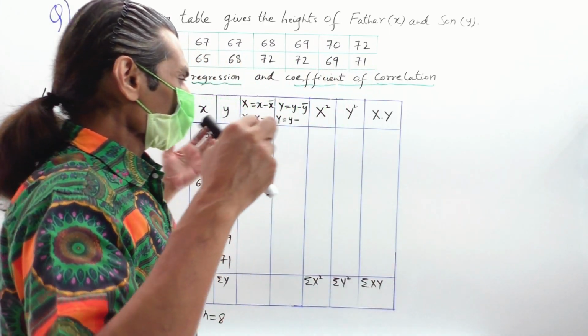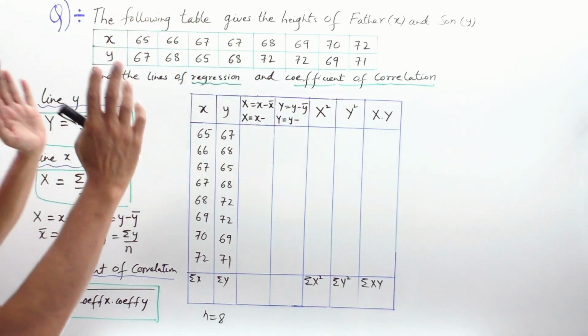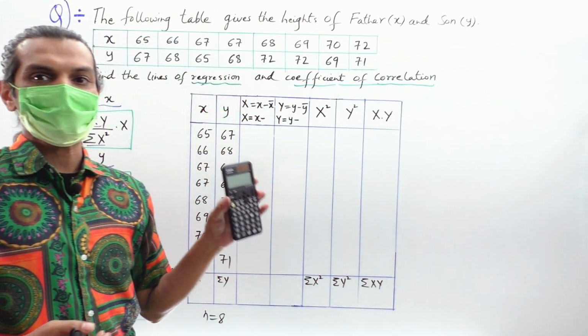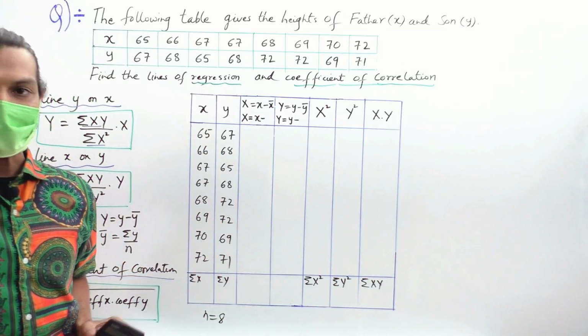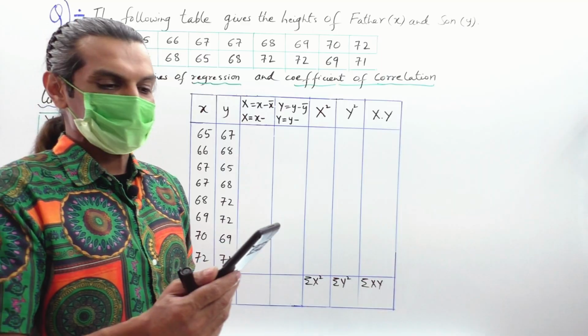Fine. So, now let us start doing this. We have the table here. I will use the calculator. Here I am using the Casio FX-991CW. After this, I will brief you about the FX-991ES Plus.